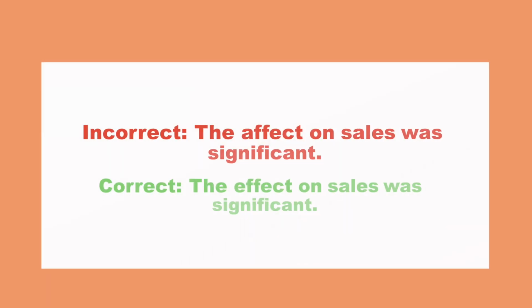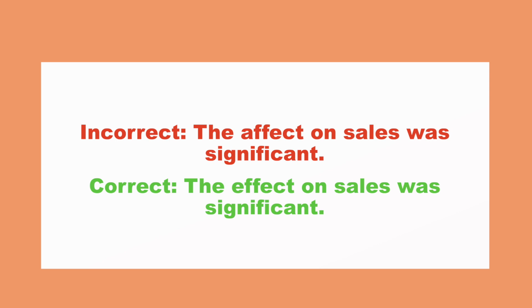Let's say we're looking at a report. If the sentence reads, "the affect on sales was significant," it's not quite right. It should be, "the effect on sales was significant," showing us the result of a strategy or action on the sales numbers. So, affect as a verb is about the action of making a change happen, while effect as a noun is about the change that happened. Both are important, but using the right one helps everyone understand exactly what you mean.